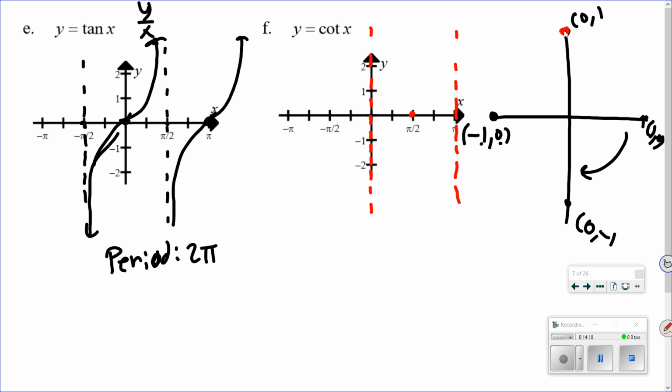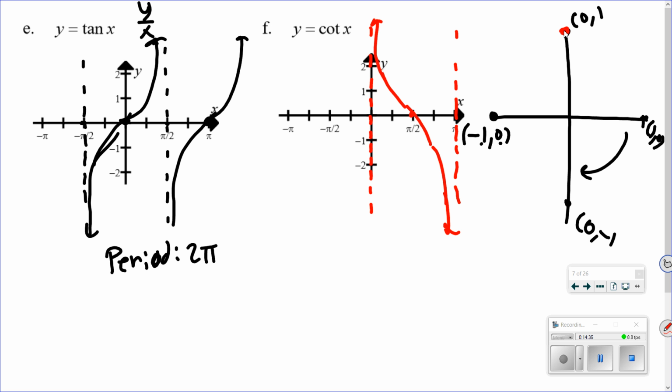Okay, cotangent looks just like the tangent, except it's a decreasing function. So it actually starts up here, comes down, hits that point, and it's curving down that direction. That's one period right there. We could do another one over here. Every pi, there'll be one.